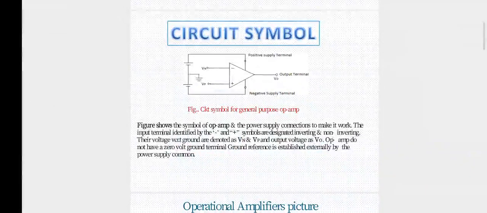This is the circuit symbol of the op-amp. The figure shows the symbol of the op-amp and the power supply connection to make it work. The input terminals are identified by the minus and plus symbols, designating the inverting and non-inverting inputs. Their voltages with respect to ground are denoted as Vn and Vp. The output voltage is V0. Op-amps do not have a zero voltage ground terminal. The ground reference is established externally by the power supply common. This is the circuit symbol of the op-amp.